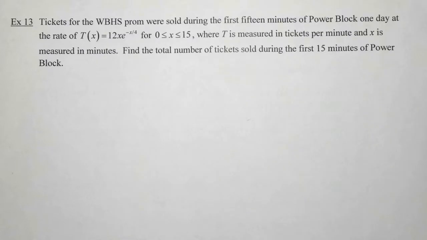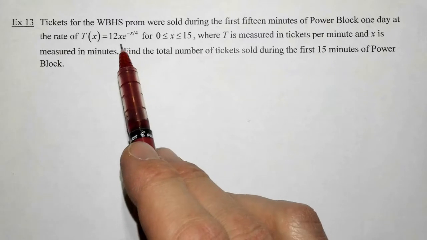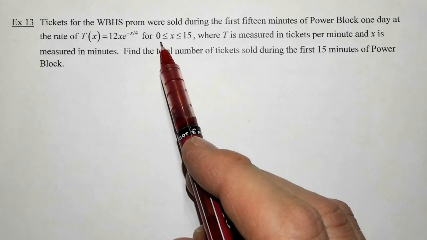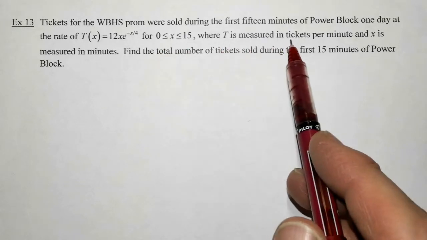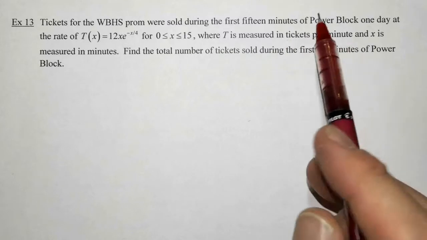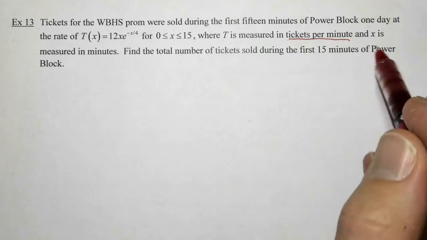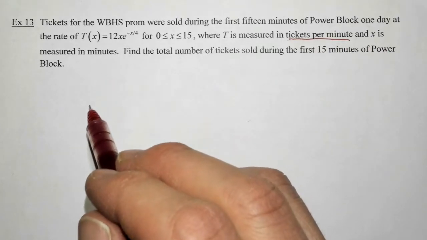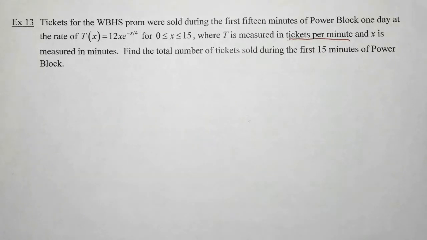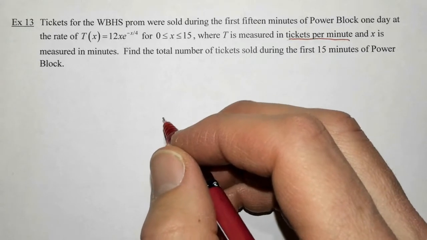Example 13, we've got prom tickets on sale. We see the rate at which the tickets are being sold, and we have the domain from 0 to 15, where the rate is measured in tickets per minute. So again, that verifies we're dealing with a rate because we see our units are object units over time units. And then x is measured in minutes. So we have to find the total number of tickets sold during the first 15 minutes of power block. That's just a special homeroom in my school.